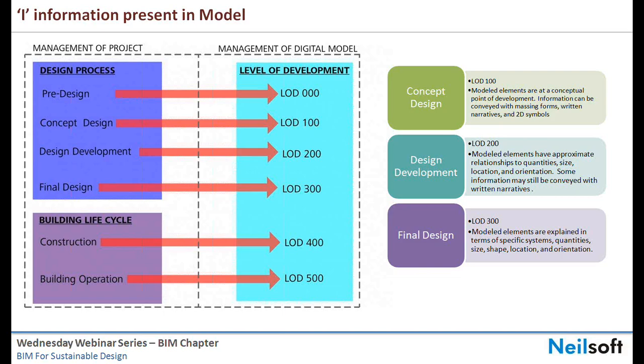And in this era of digital model management or BIM, we can broadly classify the information present in the models as LOD0, that is nothing but pre-design process, LOD100, which is conceptual design stage, LOD200, which is design development stage, and LOD300, which is the detailed design or the final design. And the LOD 400 and 500 pertain to the building life cycle. LOD 400 is for the construction documentation purpose, and LOD 500 for building operation and life cycle management.